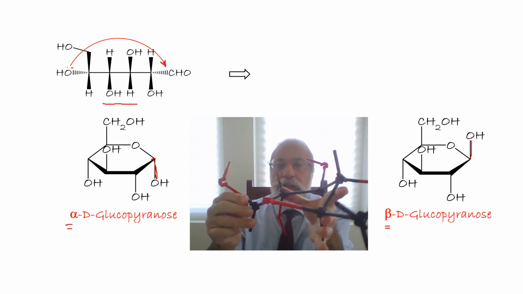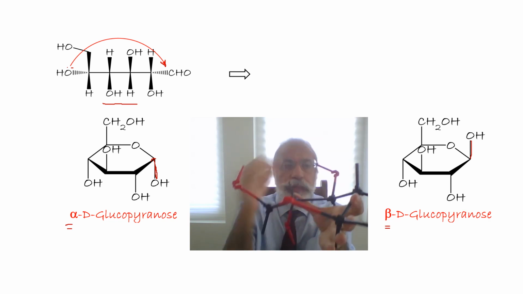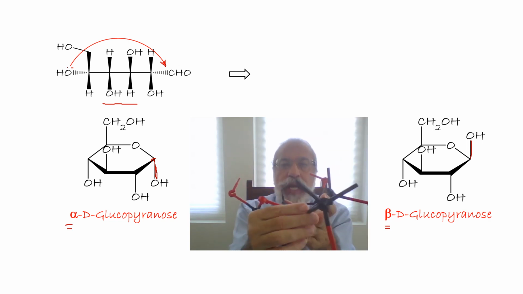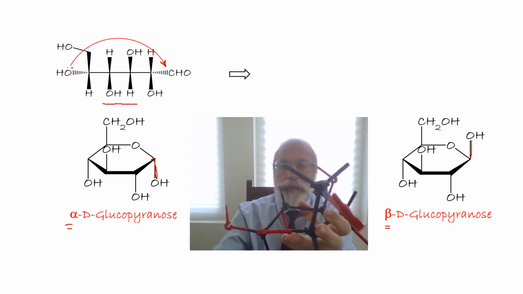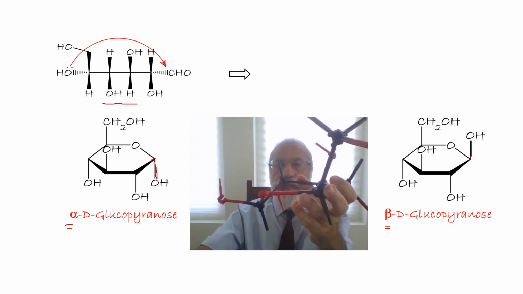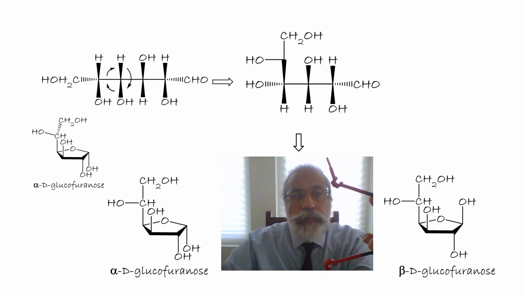Well, for the beta, the OH will be up, C2 down, up, down, and CH2OH is up. Okay? This is beta. Here we have the structure of the glucose.